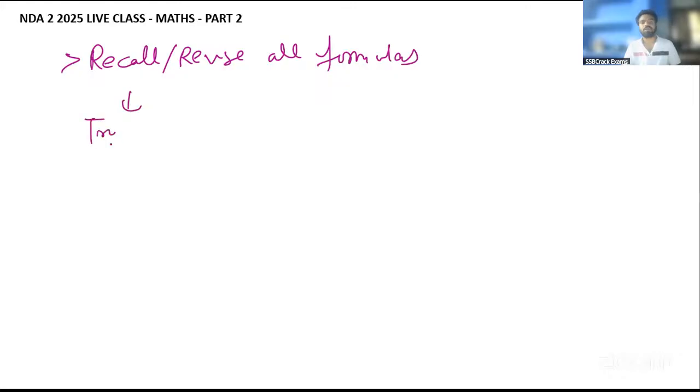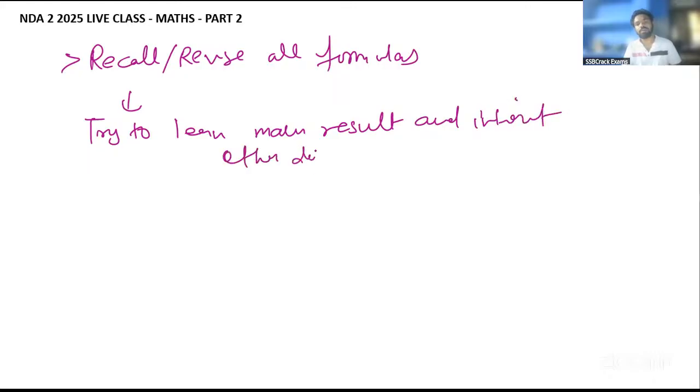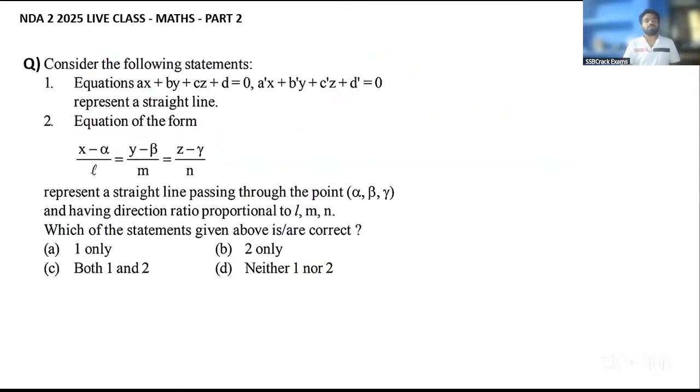Also, try to learn whatever the main results are, and inherit other dependent results from those. Because it will help you to not remember a lot of formulas, which creates confusion for you. So try to remember only the main results, and other results can be deduced from them. Okay. So we will go with the first question.